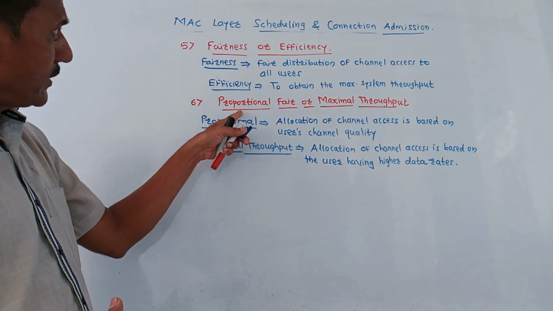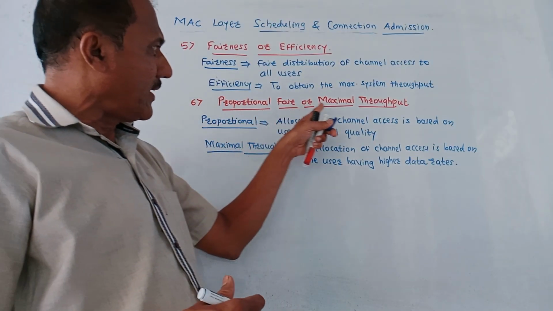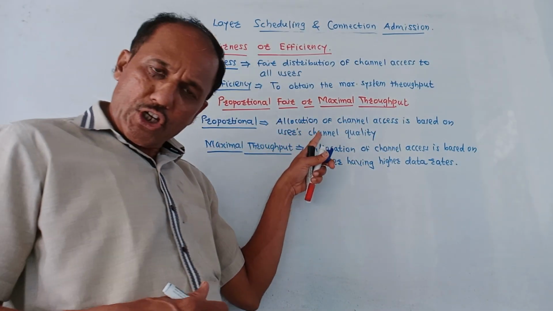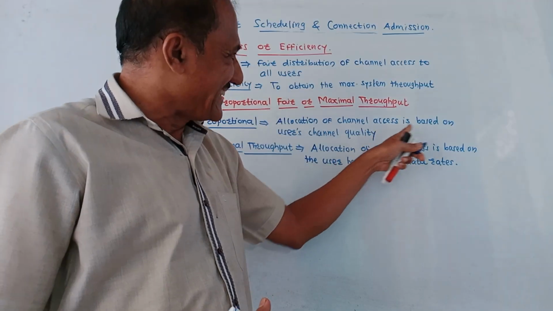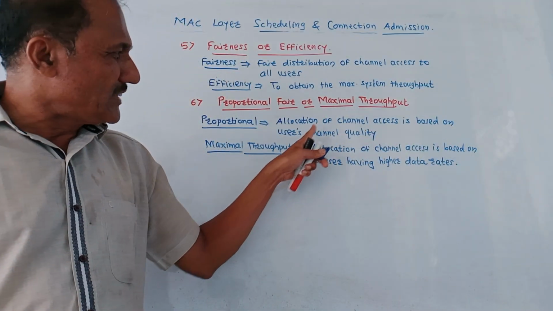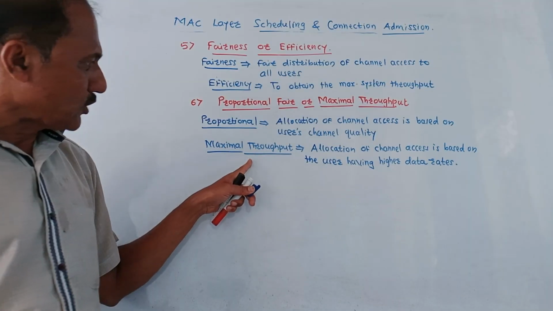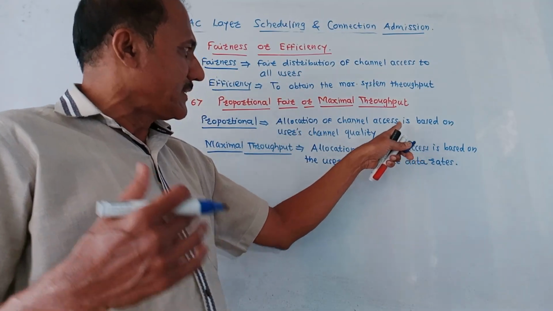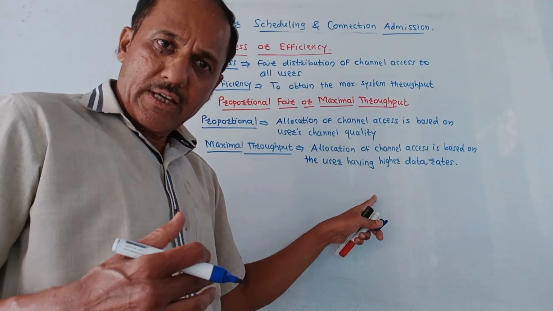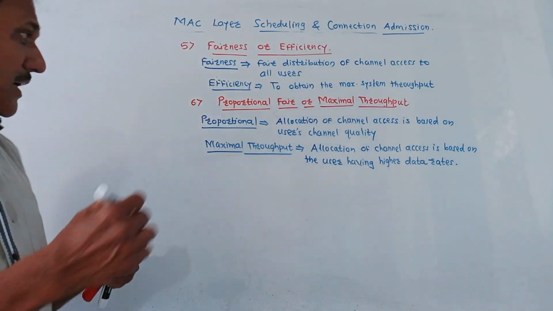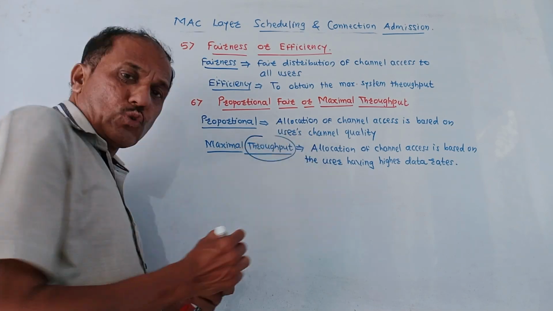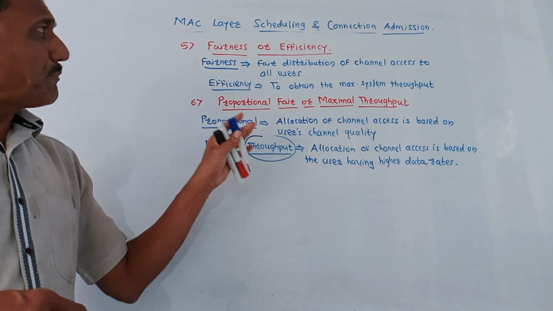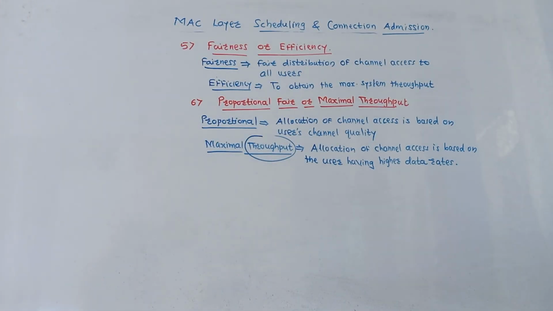Then the last type of scheduling is proportional fair or maximal throughput. In proportional fair, the allocation of channel access is based on the user's channel quality. In case of maximal throughput, the allocation of channel access is given to the user having maximum data rates, because the main attention is towards throughput, that is output. So this is about the types of scheduling algorithms.